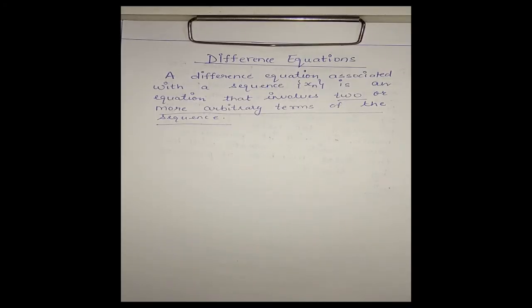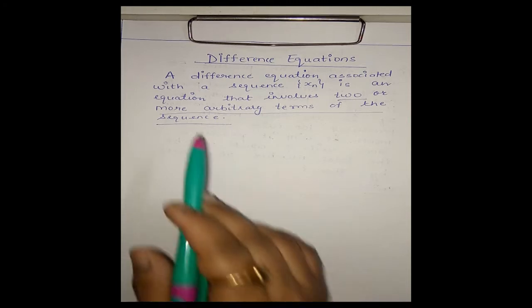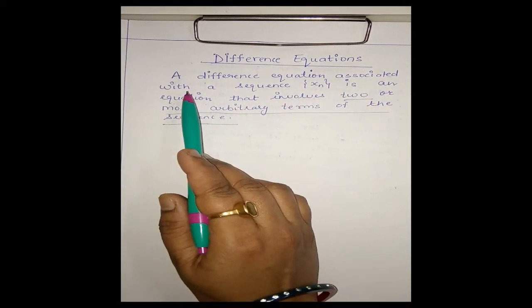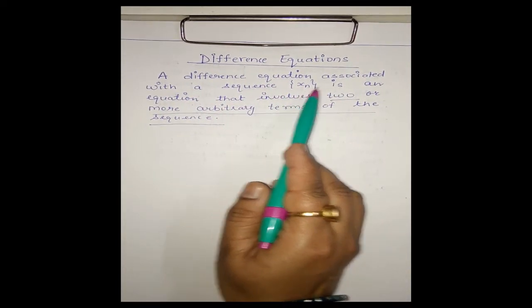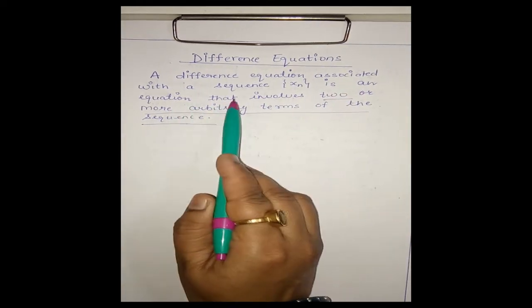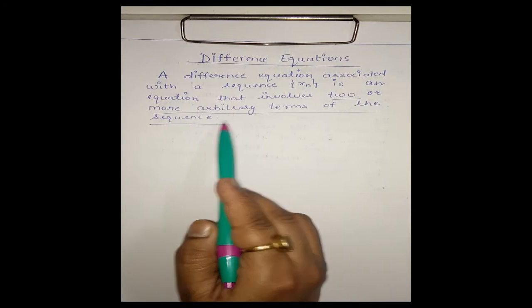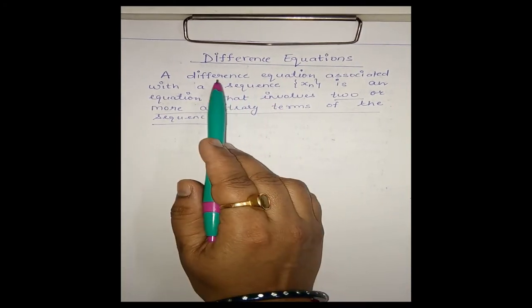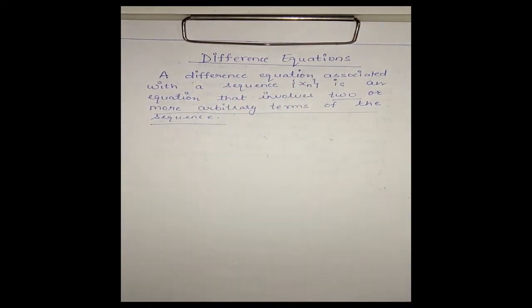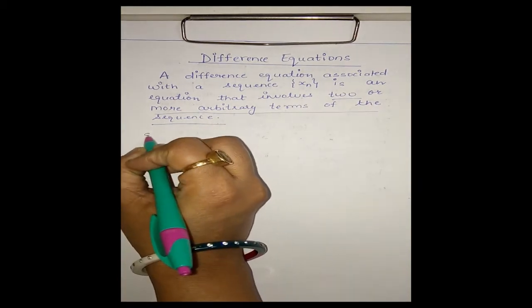Hello friends, in this video I'm going to discuss the concept of difference equations. First, the definition. A difference equation associated with a sequence xn is an equation that involves two or more arbitrary terms of the sequence. Then that equation is called the difference equation. Let us consider some examples.